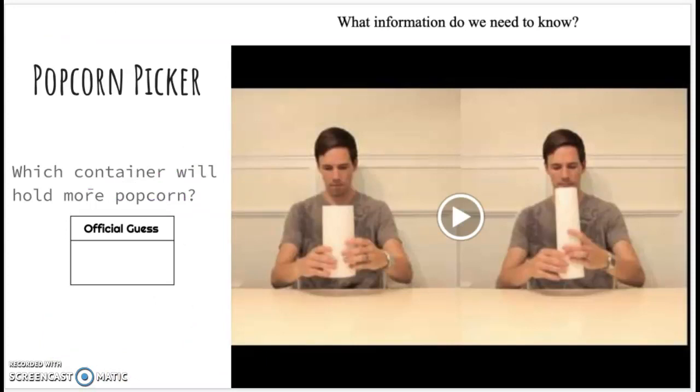All right, so this last video is just kind of fun. It's popcorn picker. Which container will hold more popcorn? You want to think about what kind of information do you need to know.